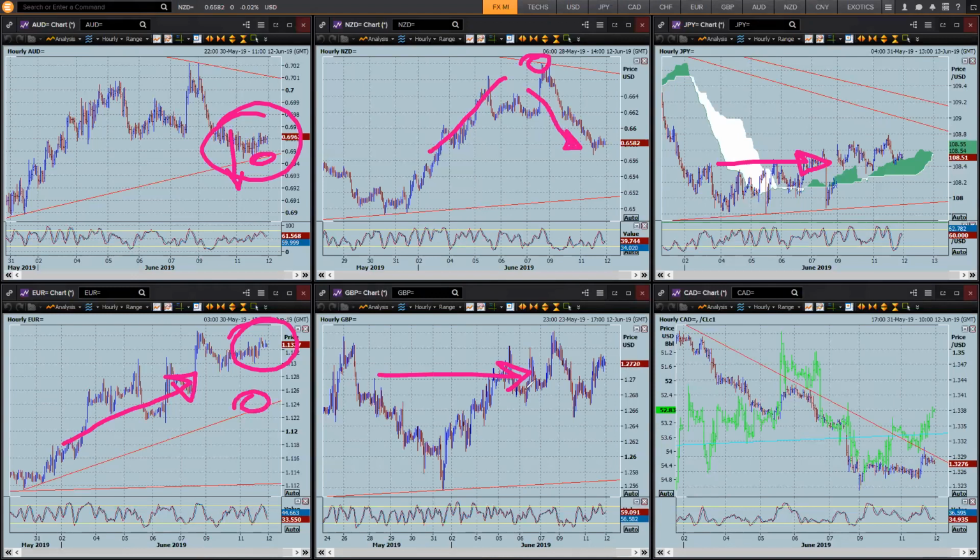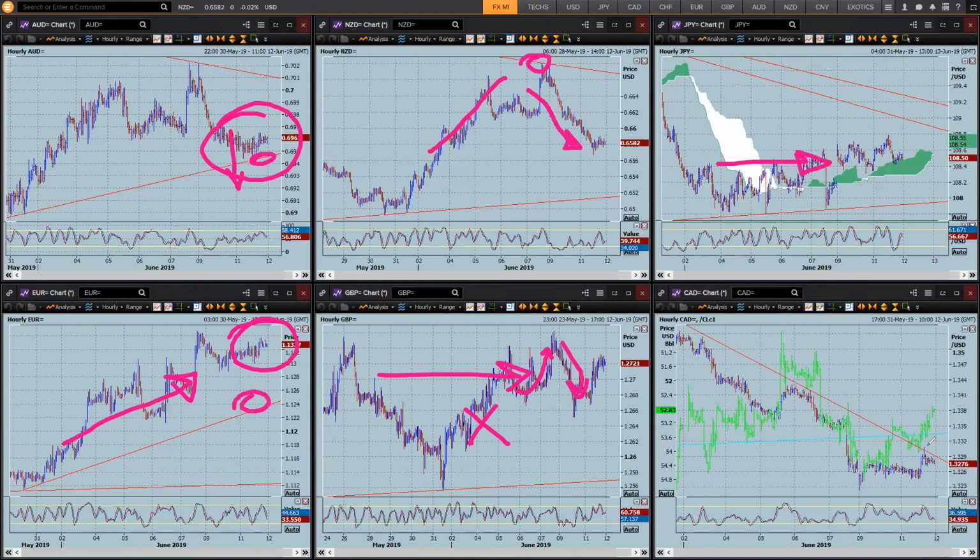Sterling, Brexit. Actually, we had really strong employment numbers out of the UK yesterday. We had a short-term period where it spiked higher up here and just slowly fell away. So to me, sterling's way too hard to be focusing on at this point.